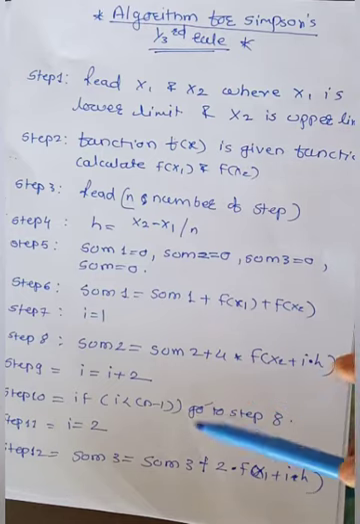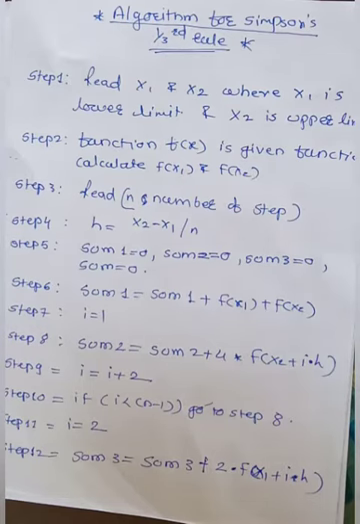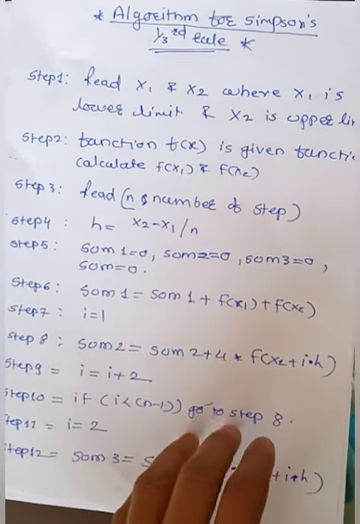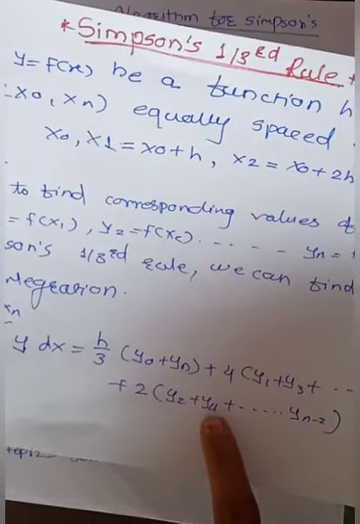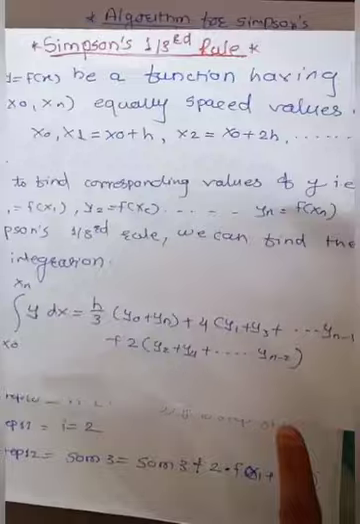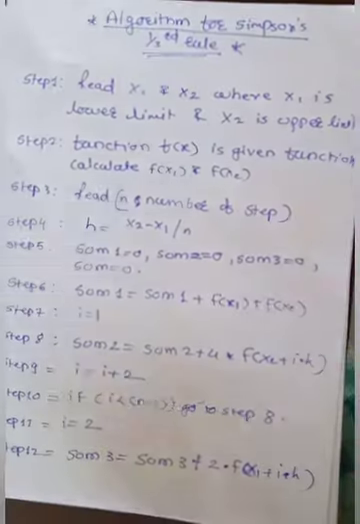If it is not, then move to the next step, that is i is equal to 2. Now sum 3 is equal to sum 3 plus 2 into f of x1 plus i into h. That means we have calculated the next value, sum 3. Okay, this value, 2 into y2 plus y4 up to yn minus 2, is calculated.